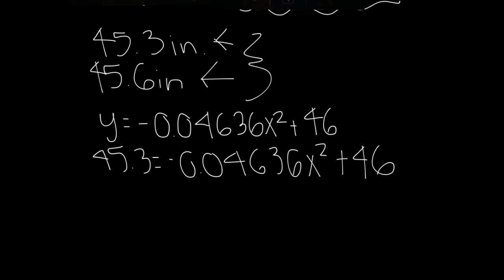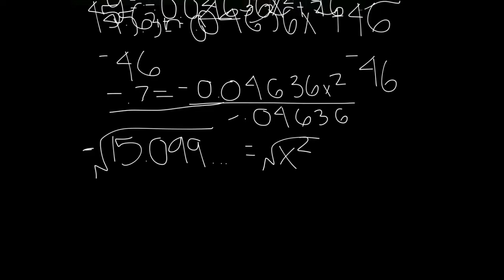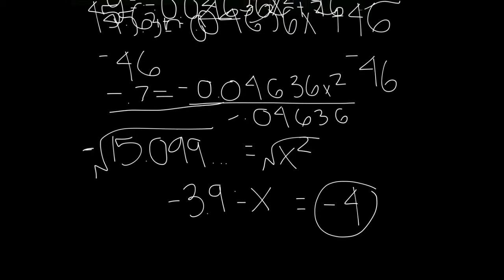Now I'm going to solve for x. So when you solve for x, you get the answer of negative 3.9, which we rounded up to negative 4. So when you plug negative 4 into the calculator, you should get the point of positive 45.3, which is the y value that we were looking for.